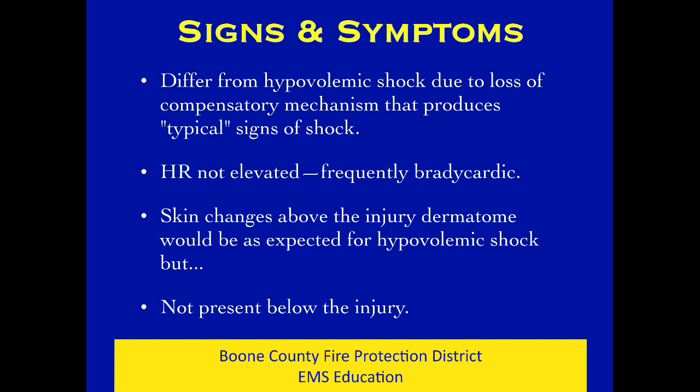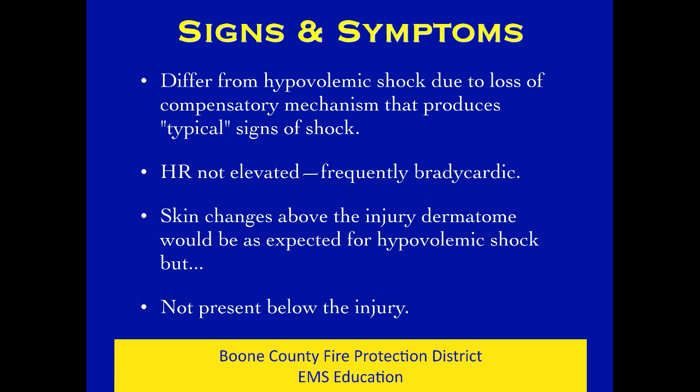The other interesting thing is the skin changes. As long as the spinal cord is intact, the skin that is innervated at that level of the cord will still get cool, pale, and clammy. So above the injury, you've got cool, pale, and clammy. Below the injury, you do not have cool, pale, and clammy. You tend to have warm and flushed skin. So there's almost a line on patients that corresponds to what level they're injured at. And so you're not going to have the typical shock signs of cool, pale, clammy skin below the injury.